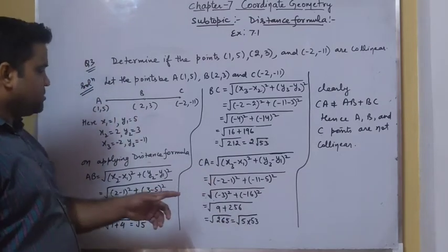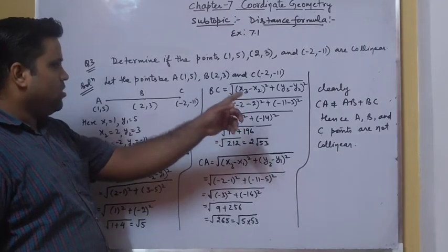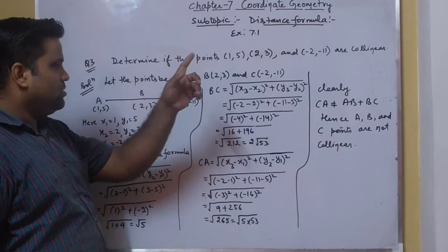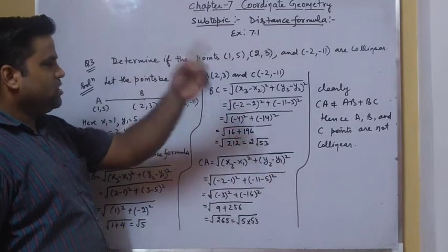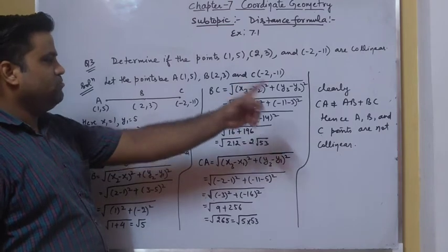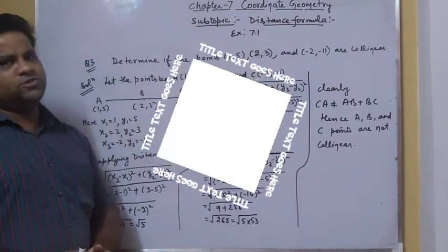So here we can see that CA, the distance between C and A, is not equal to the sum of the distances of AB and BC. Hence these points are not collinear.